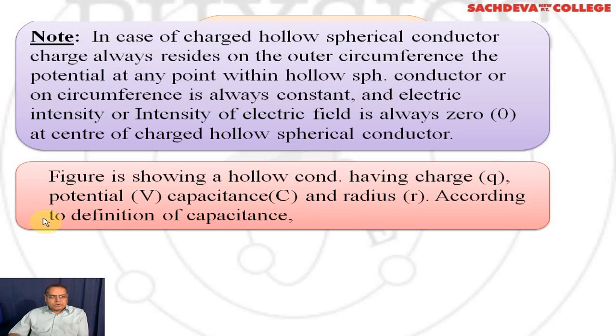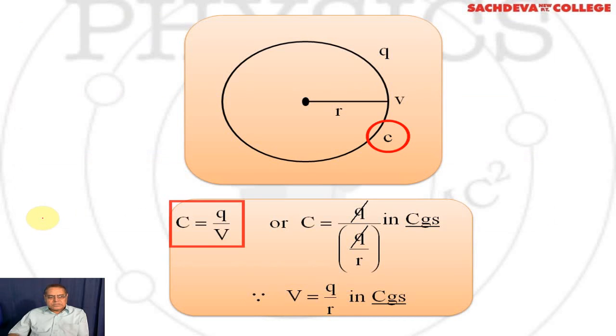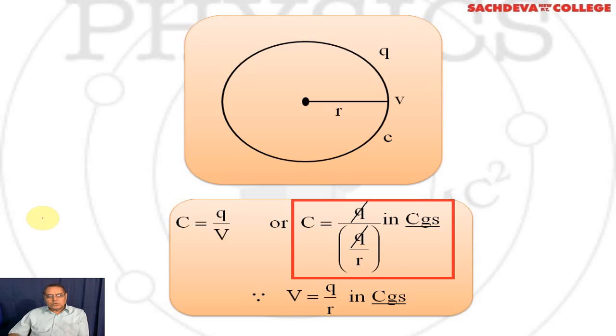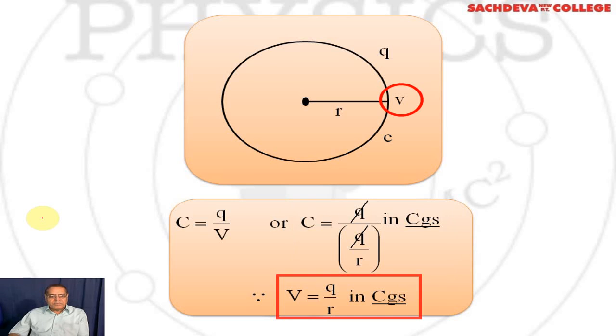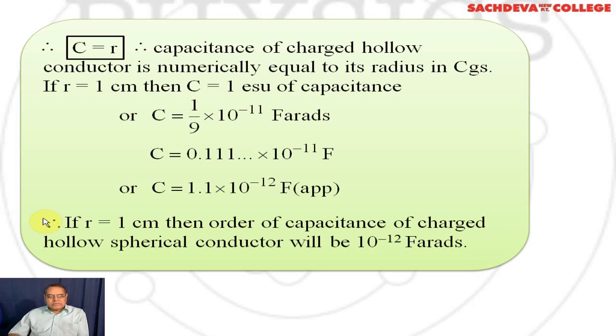According to the definition of capacitance, C is Q over V, or C is equal to Q divided by Q by R. The final result will become, after the cancellation of Q, that V is equal to Q by R. So we have substituted for V, Q by R, and finally C will be numerically equal to R. Therefore, the capacitance of a charged hollow conductor is numerically equal to its radius in CGS.